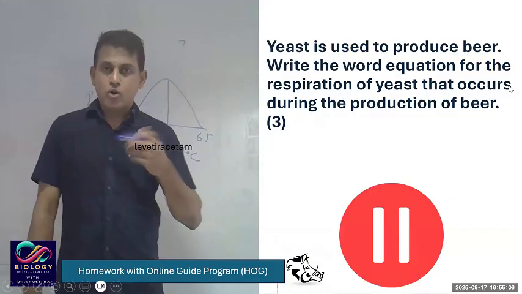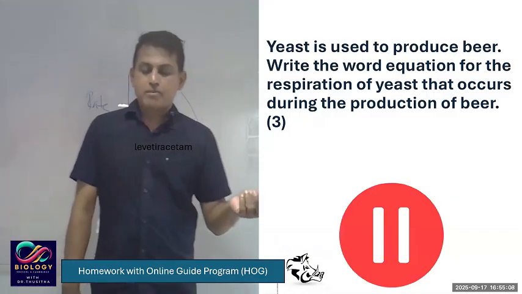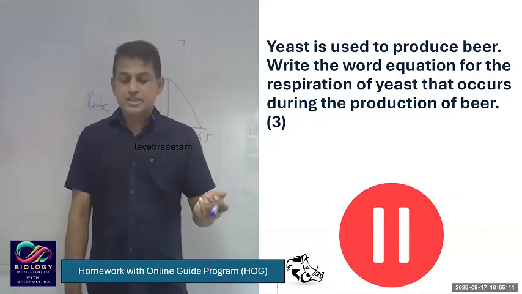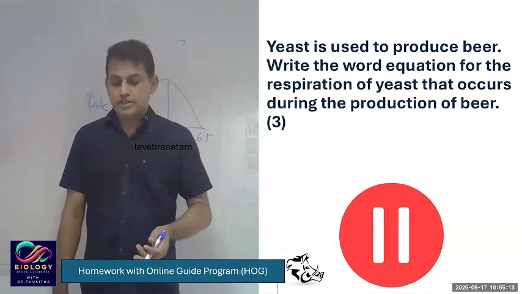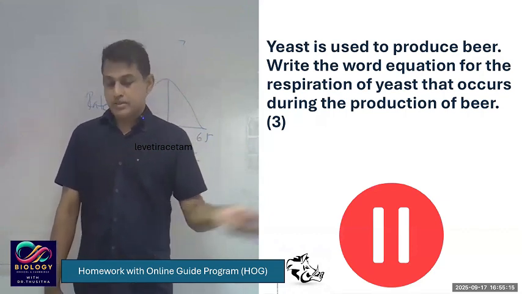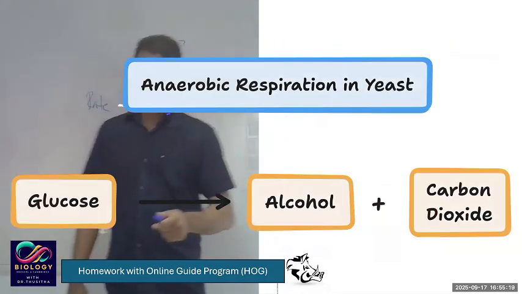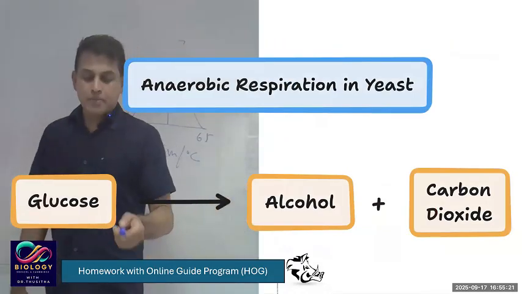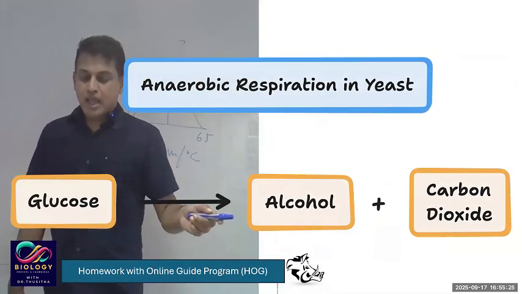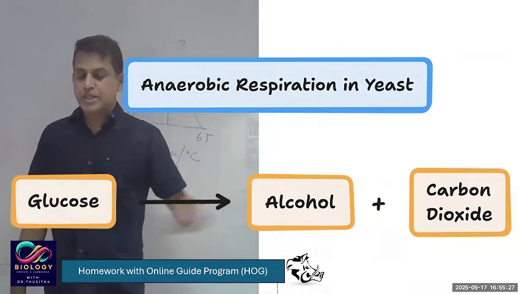Next one: write the word equation for anaerobic respiration. I think all of you can do this. Go ahead and check the answer with my answer, whether it's correct or not. Here I'm going to show you the answer. Anaerobic respiration in yeast: you can see here glucose converts into alcohol plus carbon dioxide.